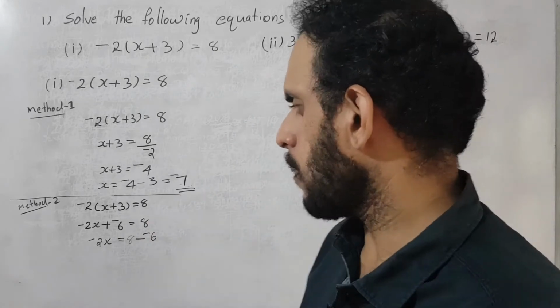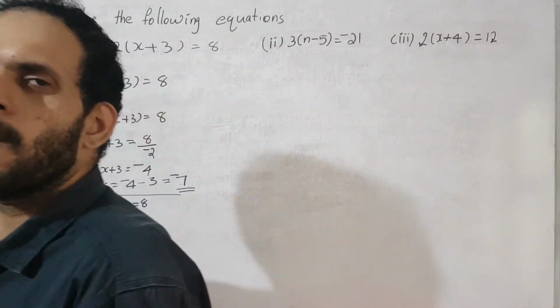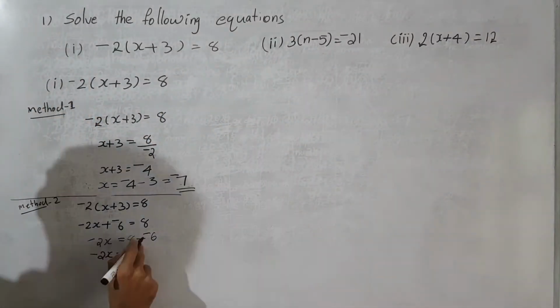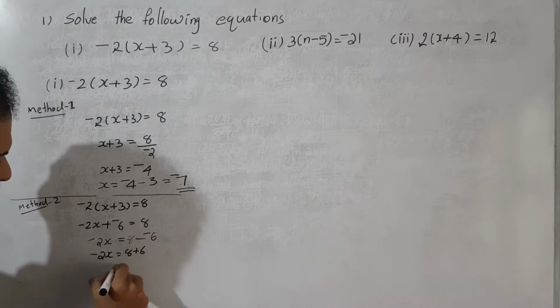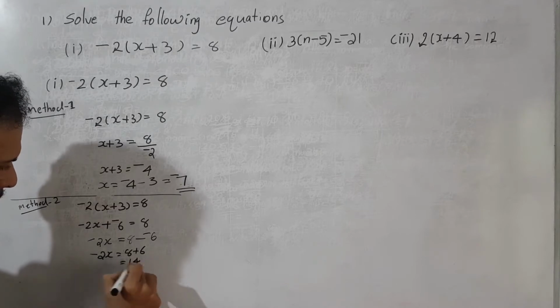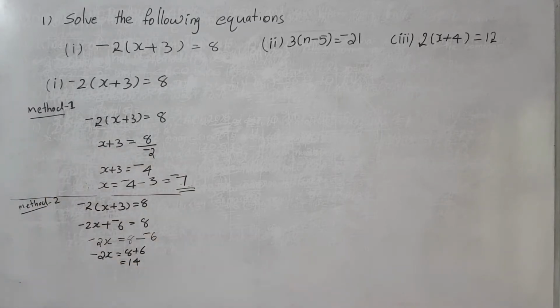Okay, then minus 2x, minus 2x is equal to 8 minus minus 6, which means 8 plus 6. What is 8 plus 6? Is equal to 14. Then minus 2x is equal to 14. We got it. Minus 2x is equal to 14.